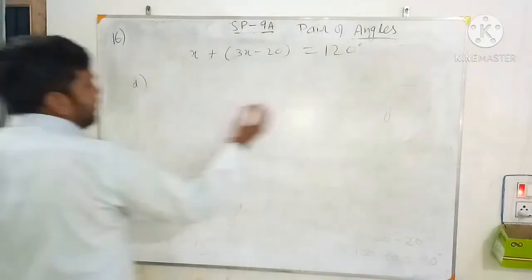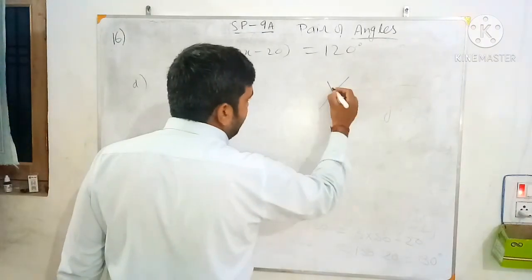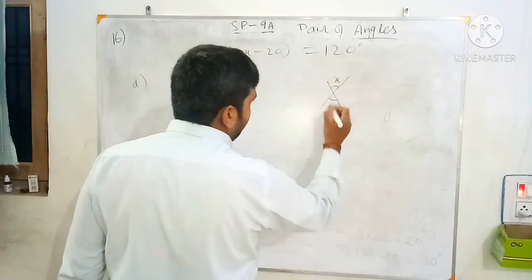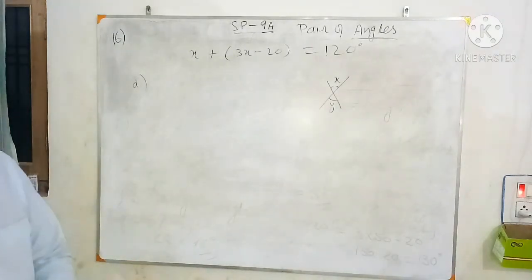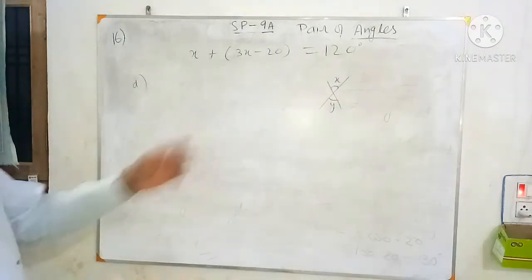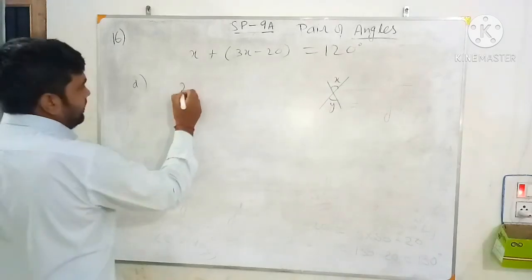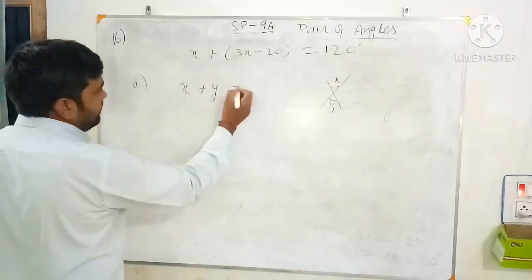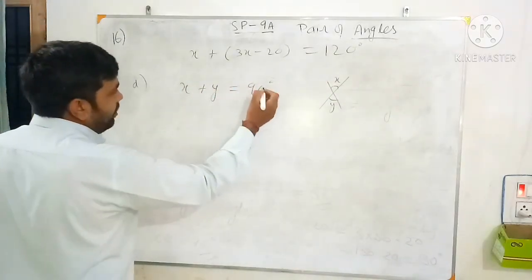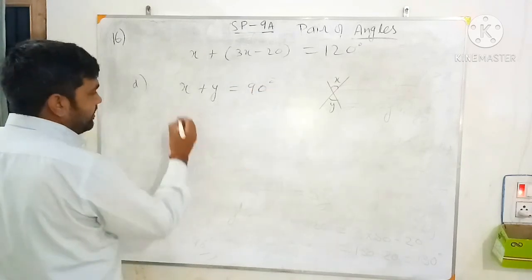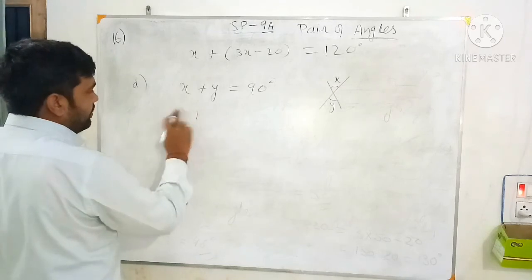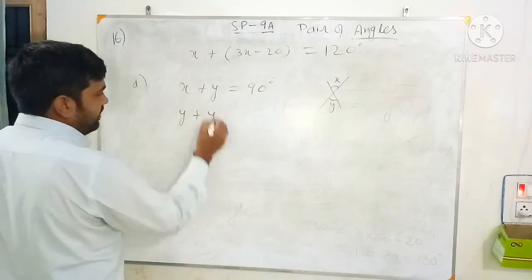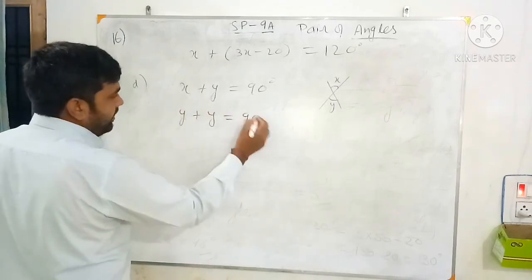In D, both angles are vertical opposite, call them x and y, both are equal, x equals y, and their sum is complementary, it is given. The sum of x and y is 90 degrees. Now since angle x equals y, in place of x you put y, y plus y equals 90. Reason?